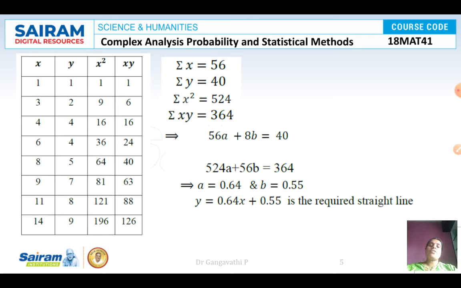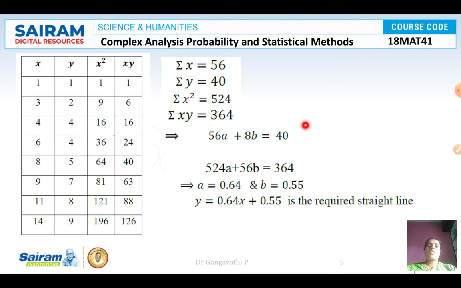Now let us substitute these values in the normal equations. So the normal equations are 56a plus 8 into b is equal to 40. Recall your normal equation where you have summation x into a plus n into b is equal to summation y. So we are substituting for them. And the second normal equation is 524a plus 56b is equal to 364.